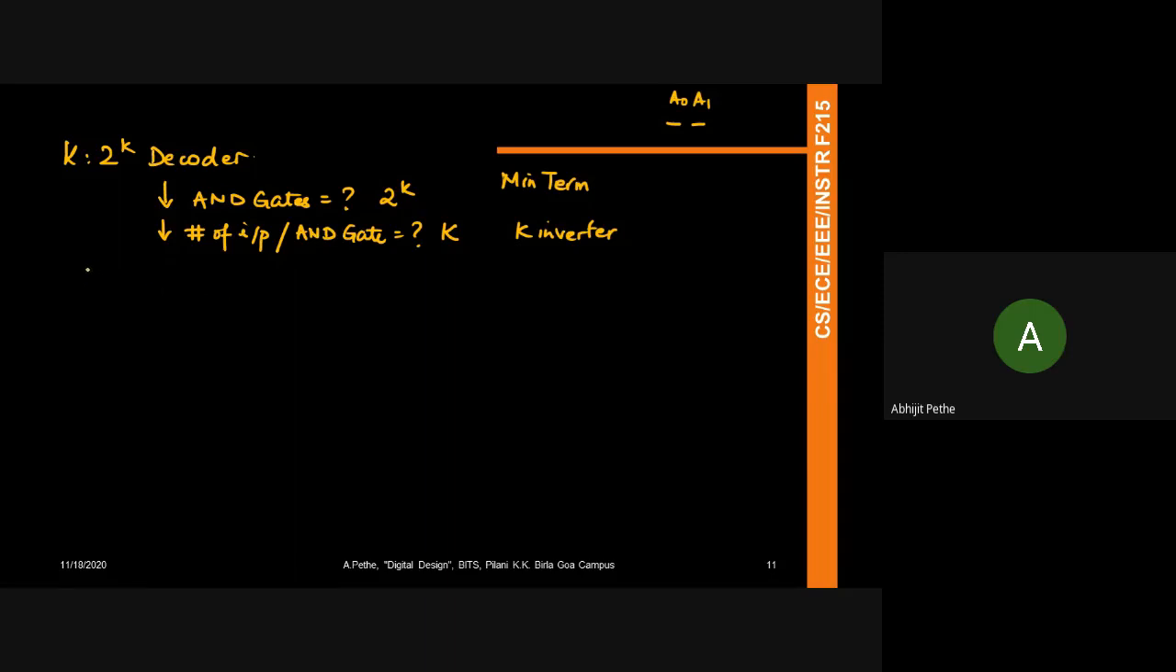Remember, as you increase the size of the memory, this decoder starts getting very large, right? So sometimes, instead of dealing with one large decoder, it makes sense to break it into a row decoder and a column decoder.